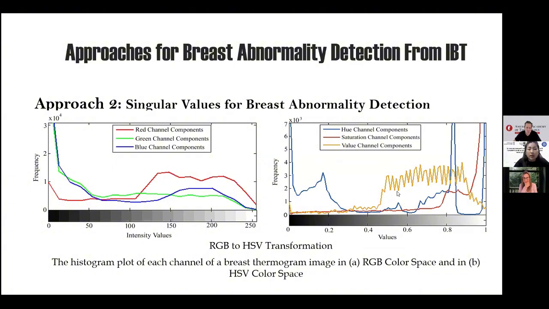And this saturation channel I'm going to use to segment the thermal patches. I have just converted my thermogram from RGB to hue saturation value channels. In the first figure, A, it represents the hue channel. The second figure represents the saturation channel. And figure C represents the value channel.